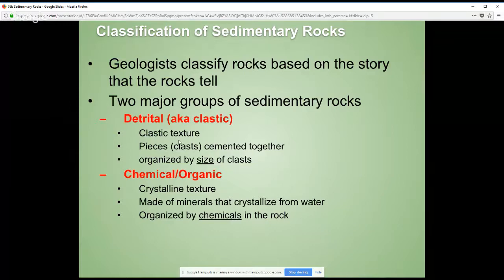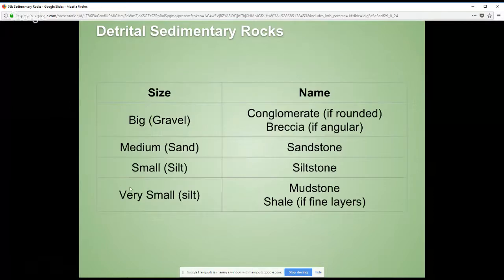Detrital rocks contain a clastic texture, clastic meaning pieces. A detrital sedimentary rock contains pre-existing pieces of other rocks that have been re-glued together. Chemical sedimentary rocks are different because the chemicals were dissolved completely by water or some other solvent, usually always water, and then redeposited. They recrystallize out of solution. So you have a lot of chemical/organic rocks that form that way.